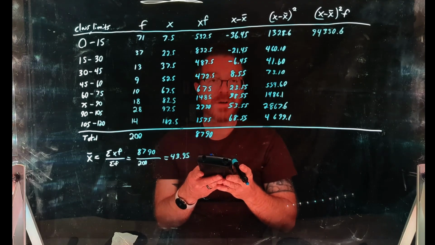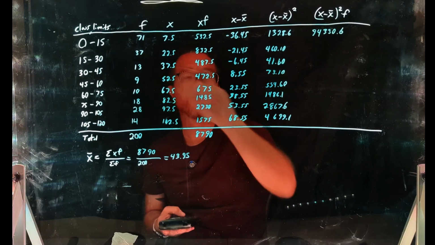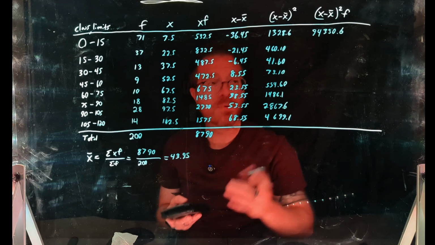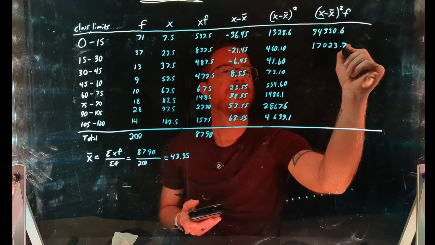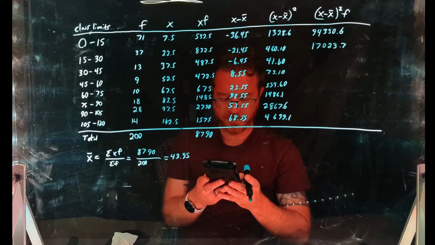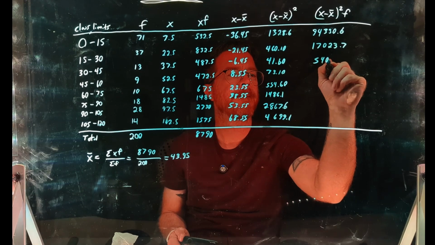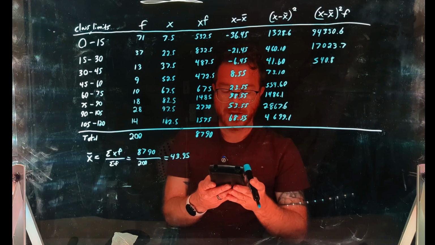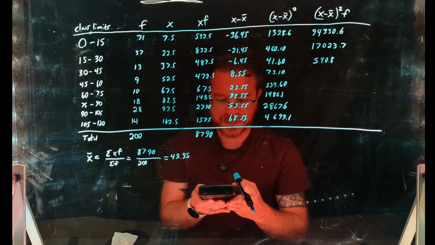Now I'm going to take my 460.1, and I'm going to multiply that by its frequency of 37. And I'm going to get 17,023.7. I got 41.6 times 13. This is going to be 540.8. I take my 73.10 times a frequency of 9. This is going to be 657.9.